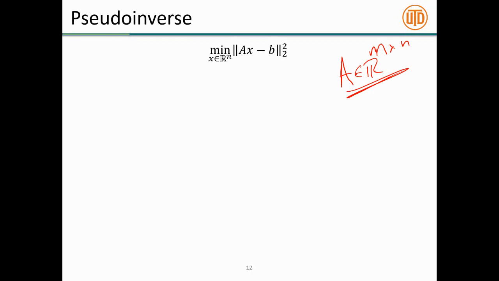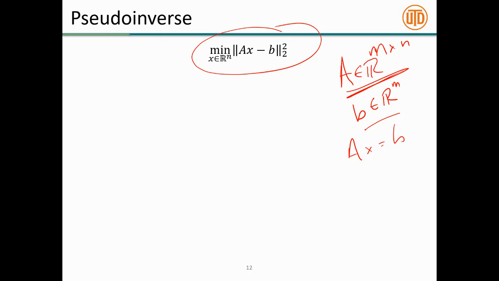So someone gives us this matrix A and some vector b. Again, b here has to be m-dimensional if A has m rows, because then Ax will be an m-dimensional vector. So someone gives us these two things, the matrix and the vector, and the aim here was to find the solution to the system Ax equals b. But if one doesn't exist, this optimization problem, of course, still has a solution.